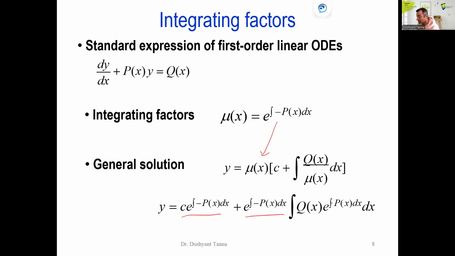Since mu x is in the denominator, the negative sign will go. So q x times the integration of this bit here is tricky. I request again, please go over your last term's integration bit. If you need any help, get in touch, right?